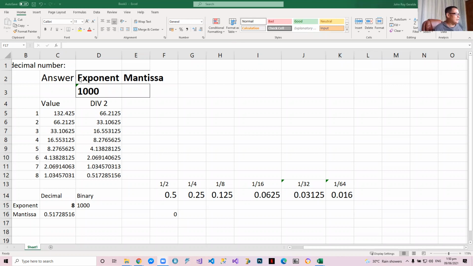Anyway, to review the process, we continuously divide 132.45 until the integer part becomes 0. We count the number of divisions, and we know that it's 8. So 8 is the exponent. When we use dectobin to convert 8, you are given 1000. You can also count that yourself using the binary series: 1, 2, 4, 8. So this is 1 times 8, 0 times 4, 0 times 2, 0 times 1.